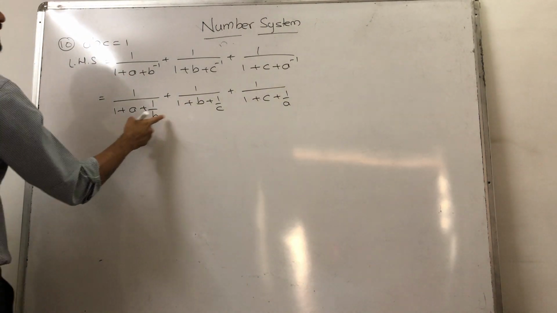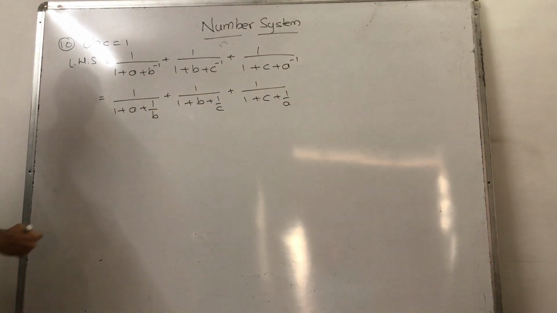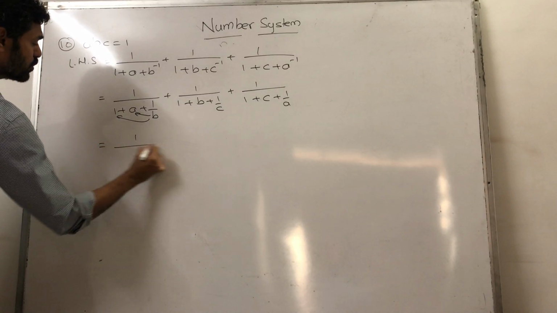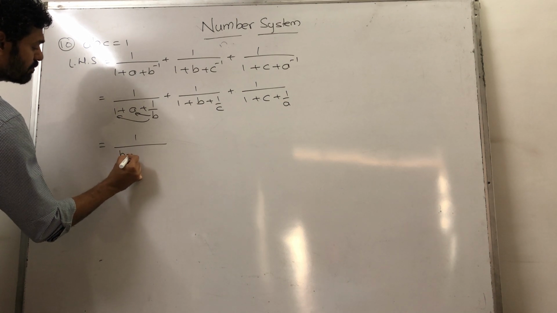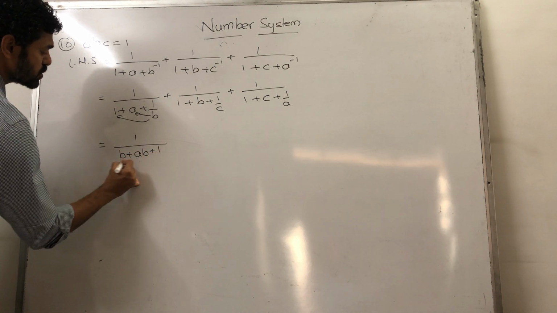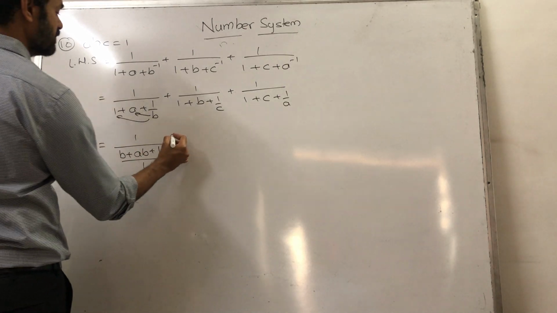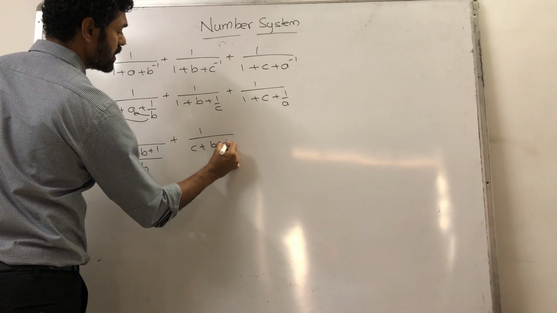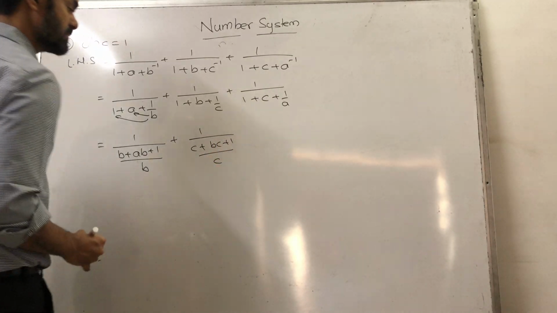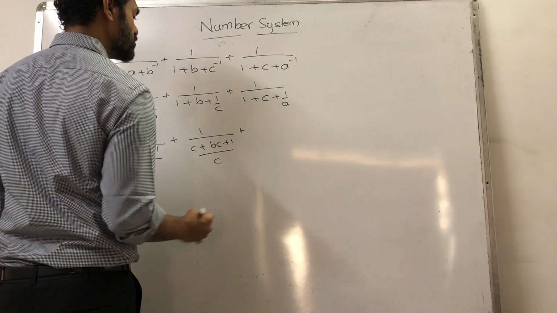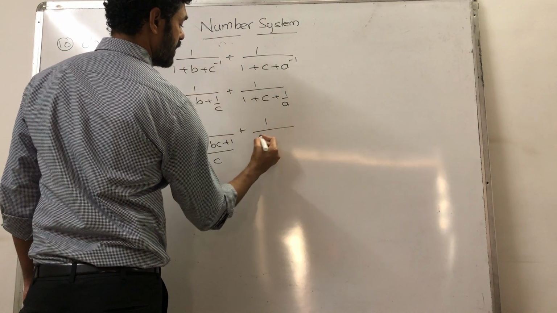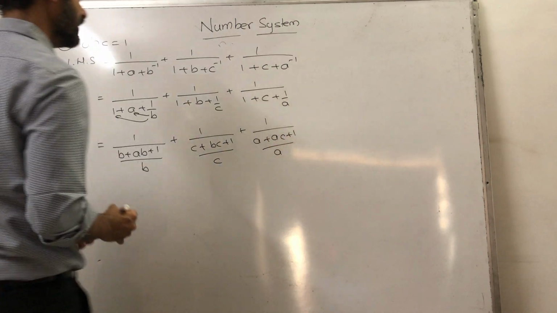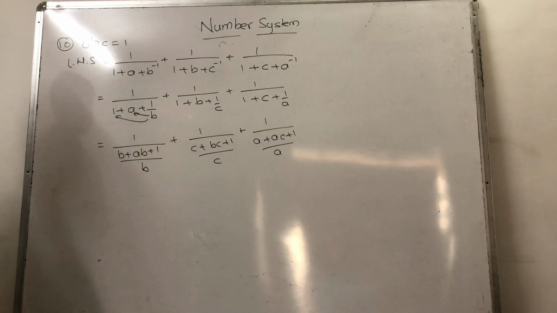The LCM here would be b, c and a. So you write b as the LCM, the b will get multiplied to this two term. So this would look like 1 by b plus ab plus 1 by b, which is the LCM. Same way c is the LCM, so after LCM, c plus bc plus 1 by c. This would be, after a is the LCM, a plus ac plus 1 by a.